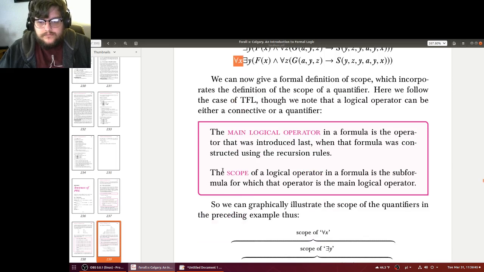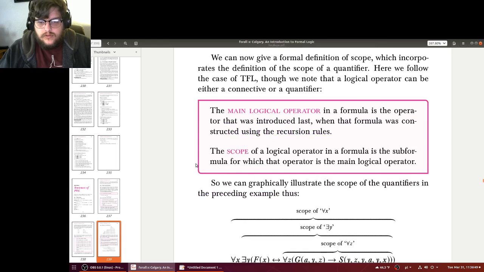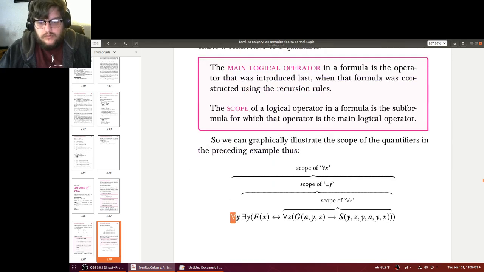So, they say the scope of an operator in a formula is a subformula for which it is the main logical operator. So, the scope of for all x is all this junk, okay, and so on. The scope of for all z is all this junk.